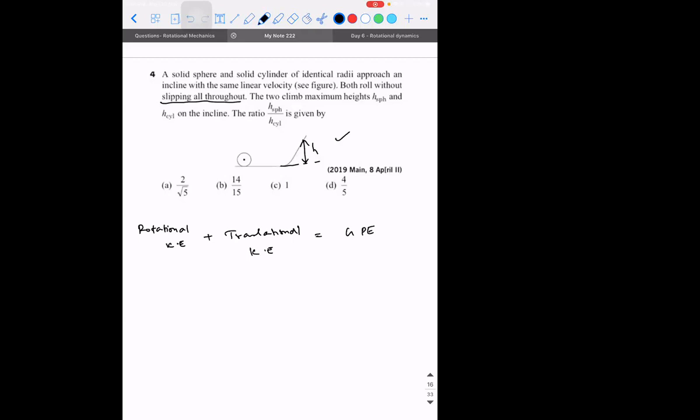Sir, why is rotational kinetic energy not included on the right side? Because when they say maximum height, at that point he'll come to rest. No? Okay, sir.